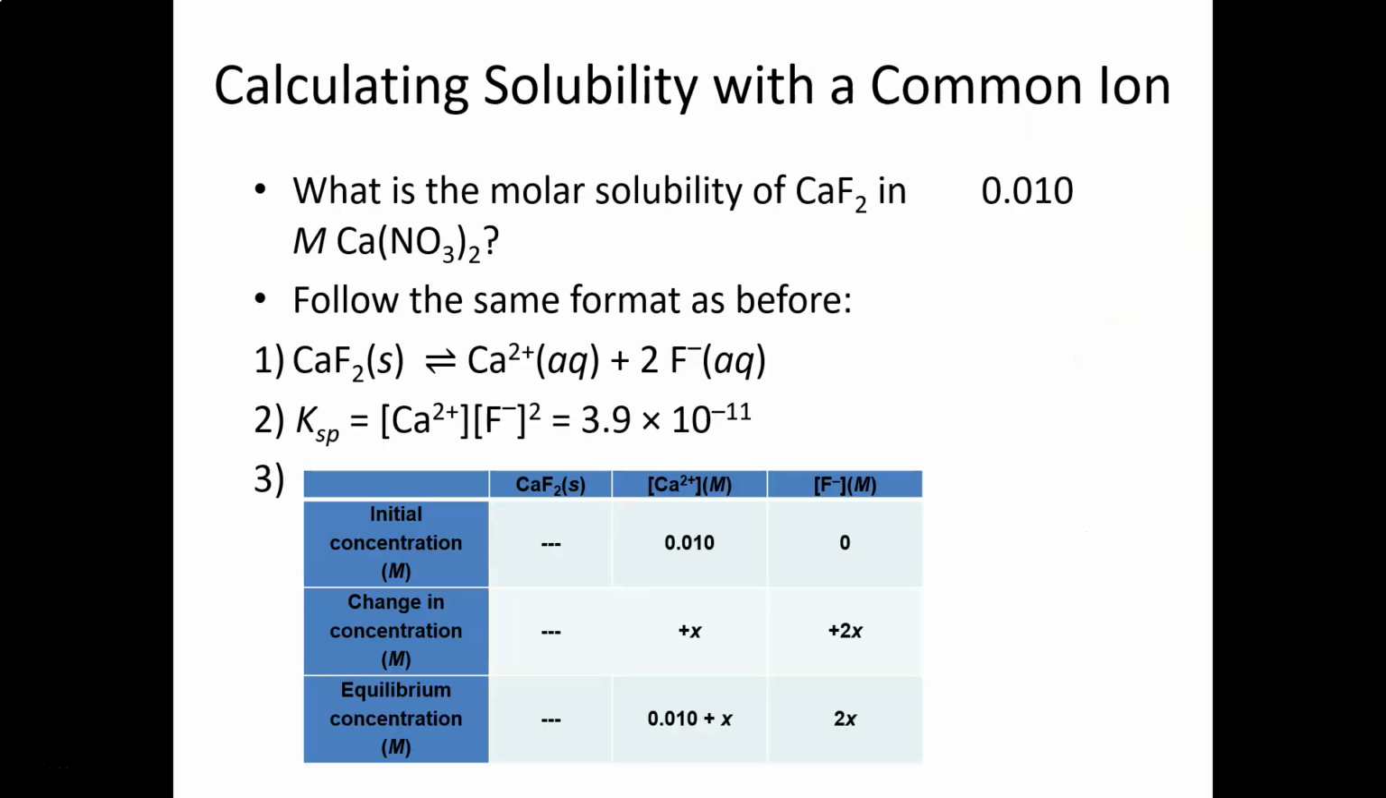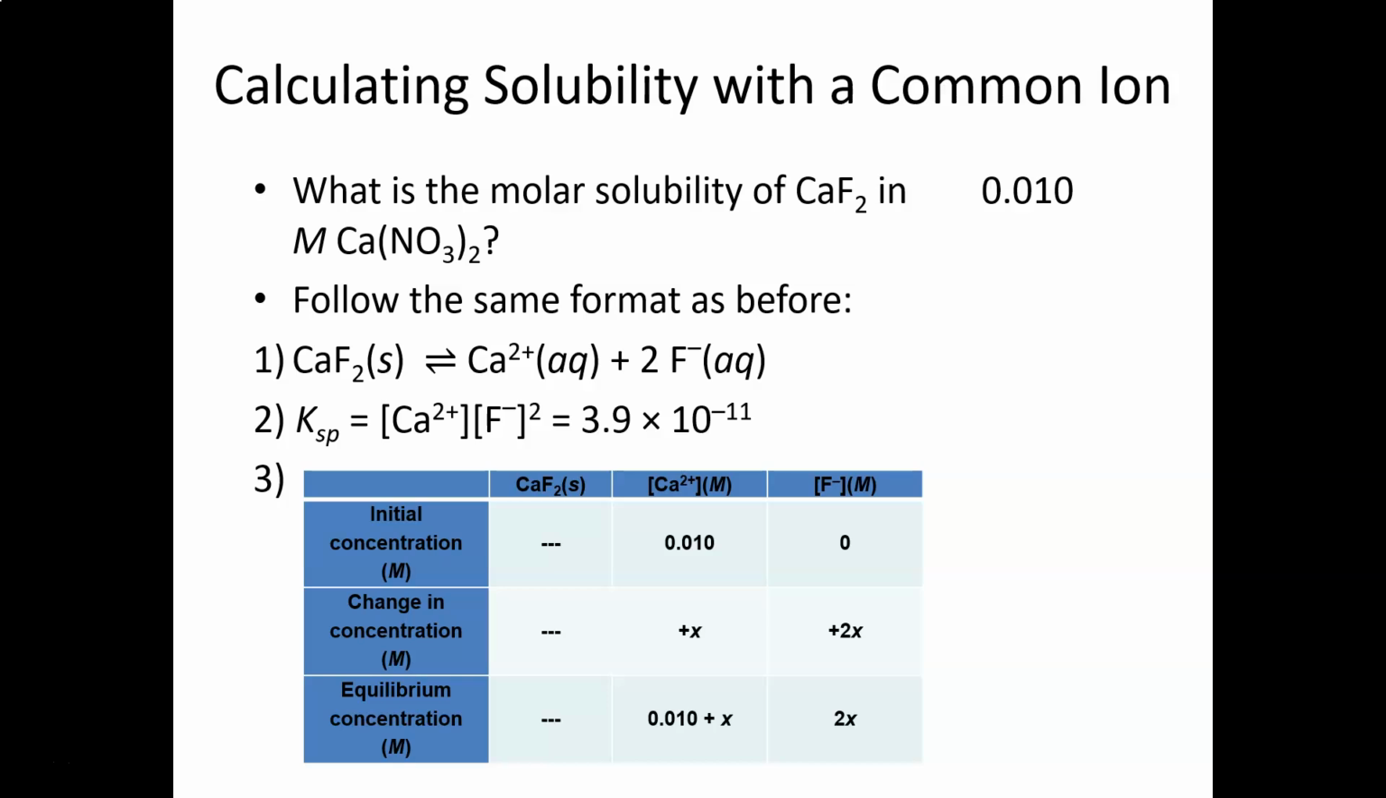So if we expand our understanding of how to write an equilibrium expression, now with a common ion present, we can see that we can alter the calcium fluoride concentration in water in the presence of calcium nitrate. We still follow the same procedure, writing the equilibrium expression and setting up an ice table.